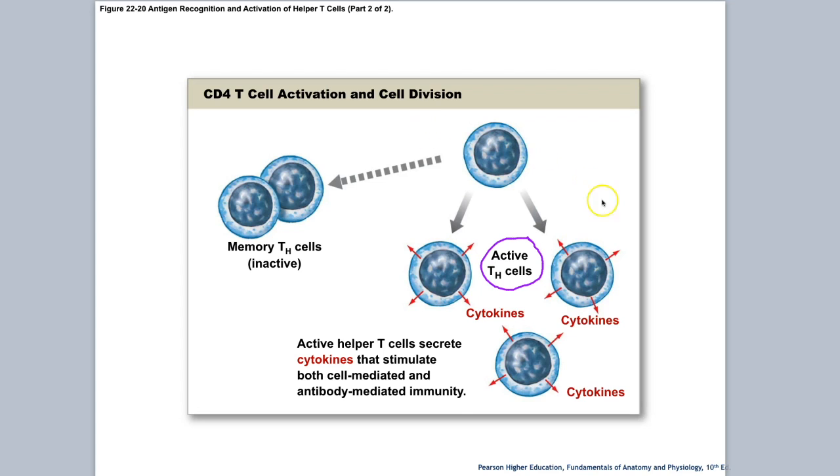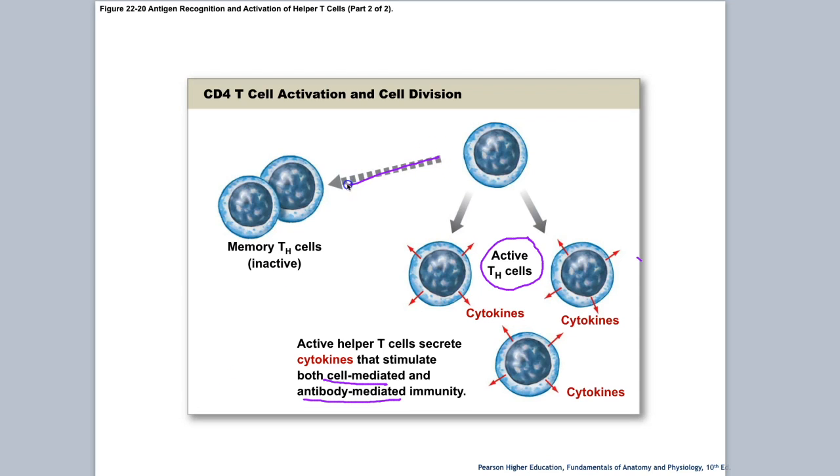Now we've got a lot of T cells, and all of these T cells start secreting cytokines. These are little chemical molecules, kind of like hormones, but not quite as long range. They stimulate T cells and B cells, that is, cell-mediated immunity and antibody-mediated immunity. These cytokines attract all kinds of T cells and B cells to help get this immune response going.